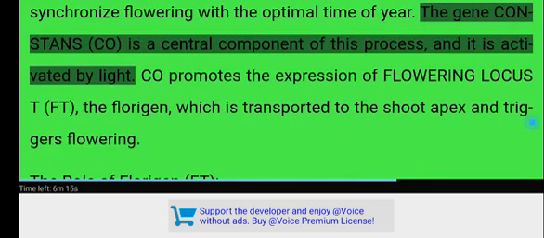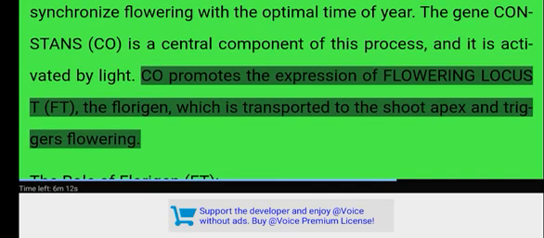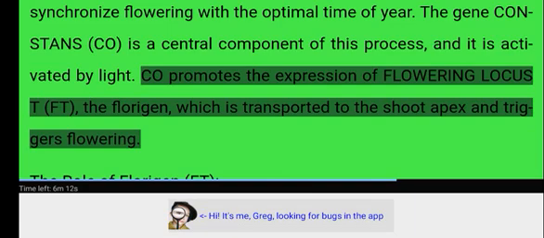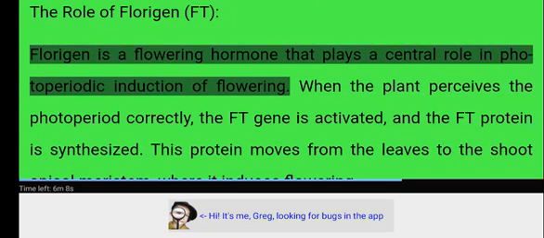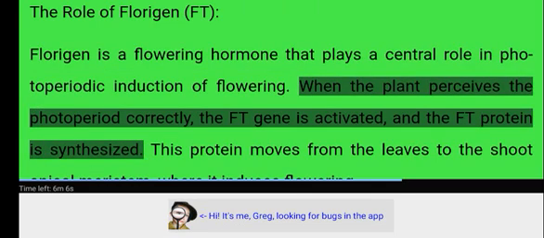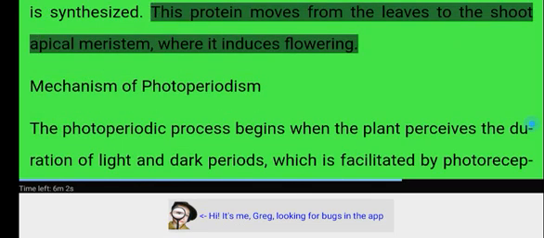The gene CONSTANS (CO) is a central component of this process, and it is activated by light. CO promotes the expression of Flowering Locus T (FT), the florigen, which is transported to the shoot apex and triggers flowering. The role of florigen, FT: florigen is a flowering hormone that plays a central role in photoperiodic induction of flowering. When the plant perceives the photoperiod correctly, the FT gene is activated, and the FT protein is synthesized. This protein moves from the leaves to the shoot apical meristem, where it induces flowering.